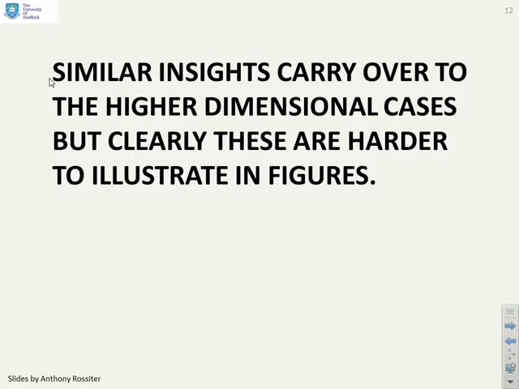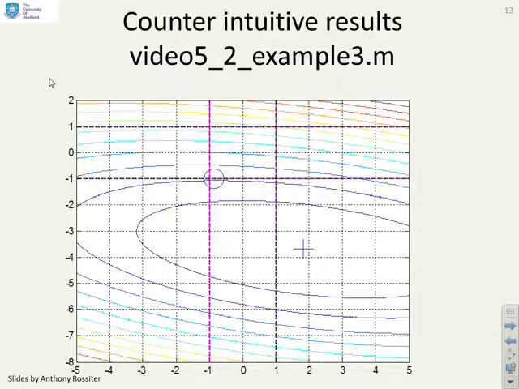Now, obvious point, similar insights will carry over to higher dimensional cases where you have 3 degrees of freedom, 4 degrees of freedom and so on, but it's quite hard to illustrate those in figures, which is why I am not doing that. Now this example here, however, is quite important, and you'll notice I've put in the title Counterintuitive Results, because this is what you really need to know if you're going to look at predictive control, and this is in example 3.